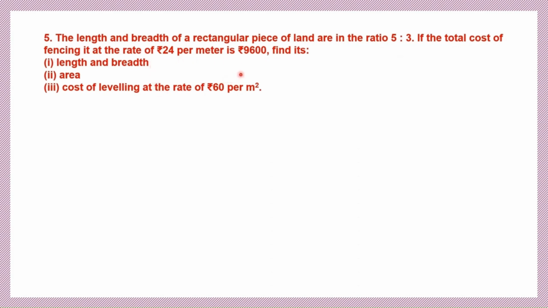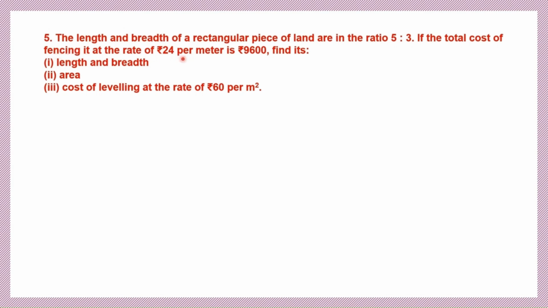Now the first thing we need to do is see what is given to us. We are only told that the length and breadth of a rectangular piece of land are in the ratio 5:3. So whenever you get a ratio like this, consider the length to be 5x and the breadth to be 3x. So we don't know the length and breadth, but we're going to find out the length and breadth first. And then here, what else is given to us? The total cost of fencing, that means perimeter. Isn't it? When we talk about fencing, we're talking about the border. And the rate is also given.